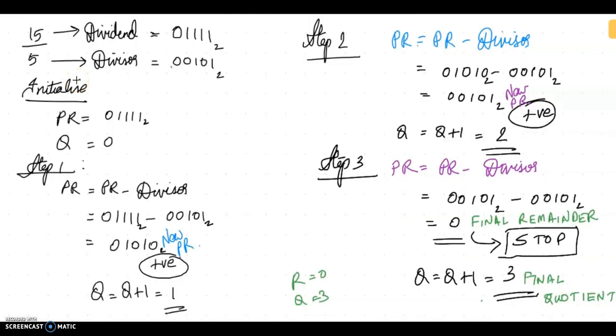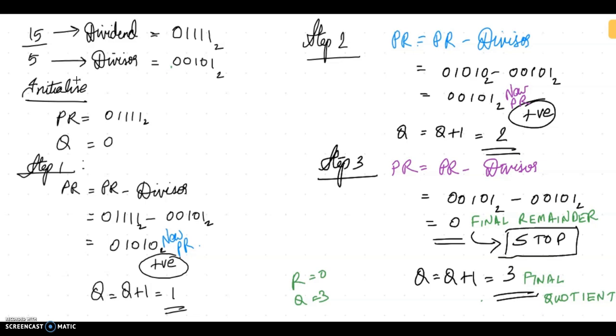Let us do a problem to understand this. 15 divided by 5. In this case, 15 is the dividend and 5 is the divisor. And the numbers will be given in binary form. So the dividend is equal to 0, 1, 1, 1, 1, and that is given to you. Divisor is given to be 0, 0, 1, 0, 1. First step is initialization of PR and Q. Initialization, PR is equal to 0, 1, 1, 1, 1. That is the dividend. And Q is equal to 0.